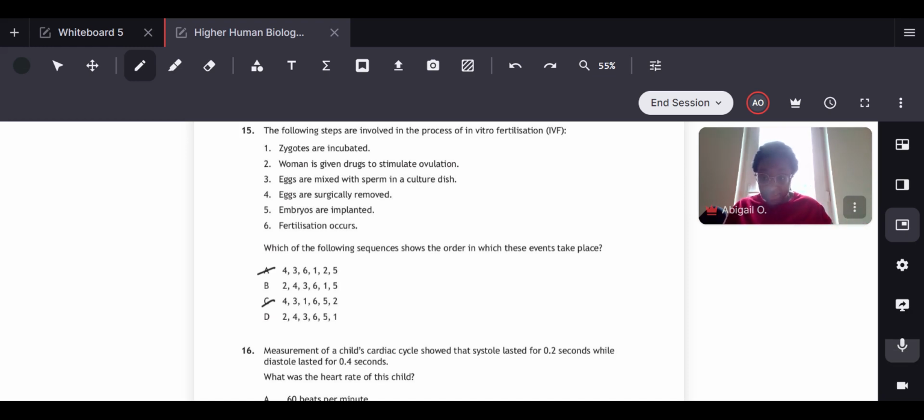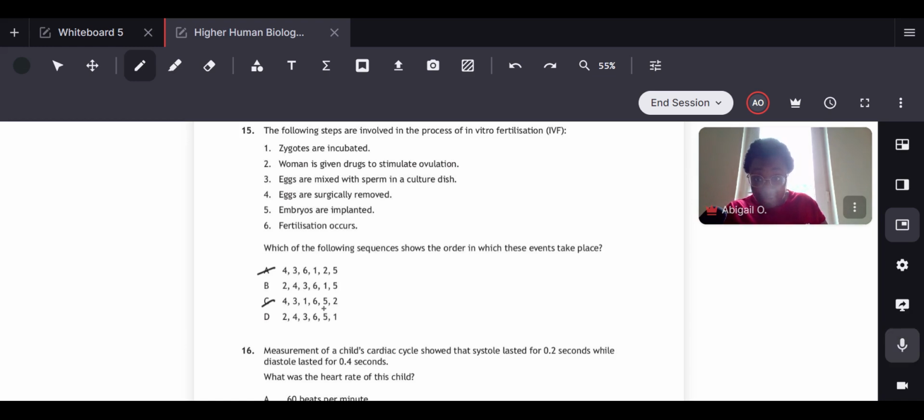If we look at B and D, their processes are very similar. 2, 4, 3, 6, 2, 4, 3, 6. The only difference is B is telling us step 1 happens before step 5, and D is telling us that step 5 happens before step 1. So let's look at step 5 and step 1.